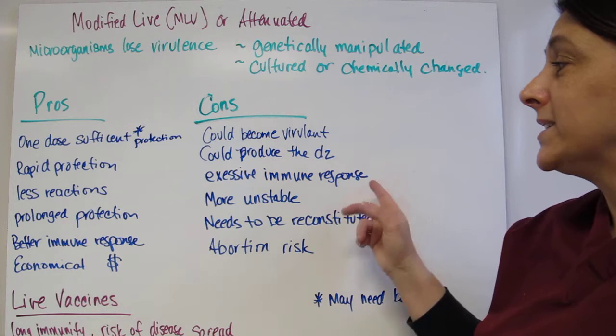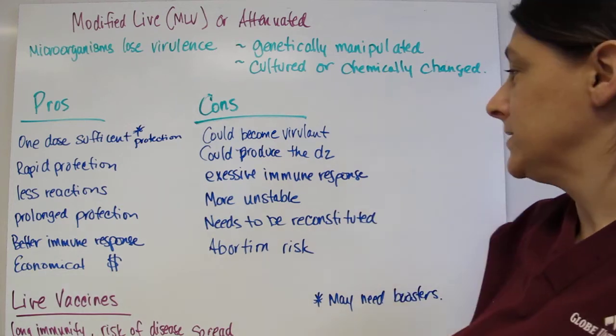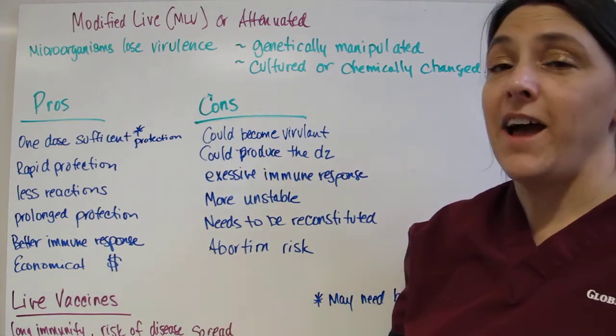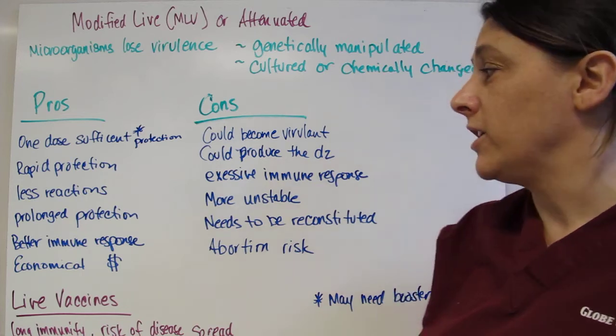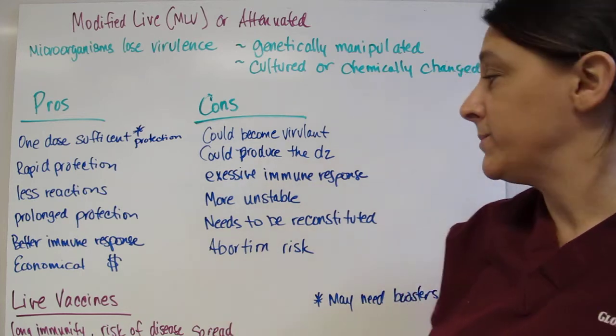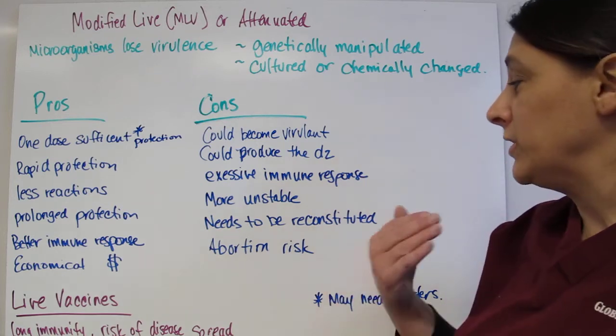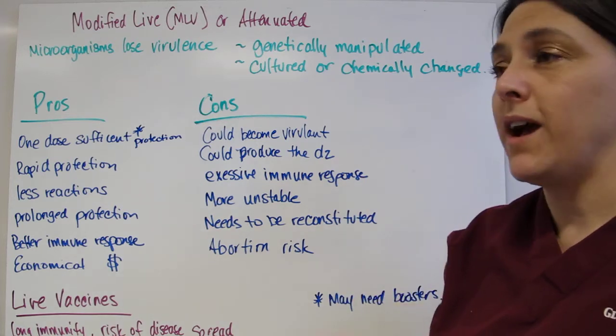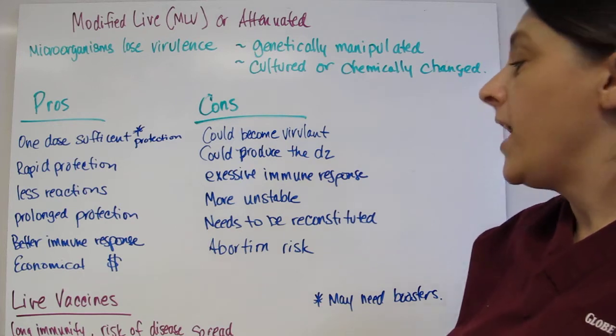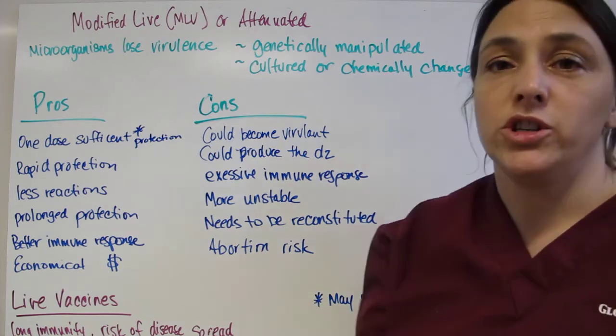There could be an excessive immune response, okay? So they could still have some sort of an allergic reaction. Their immune system could just over-respond to it. It is less stable than a killed vaccine. You need to be more careful when you are reconstituting and storing it. And there is a greater chance of abortion risk.